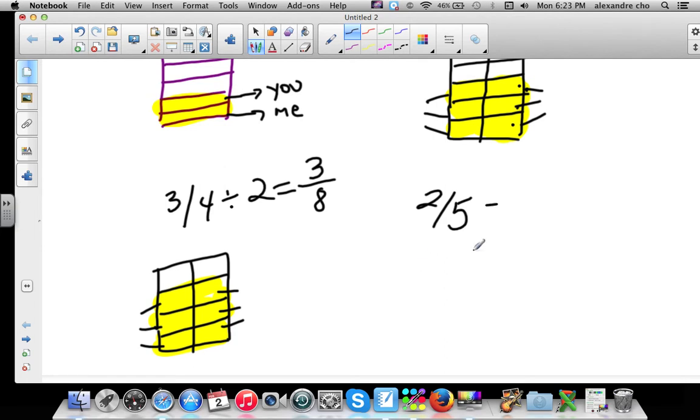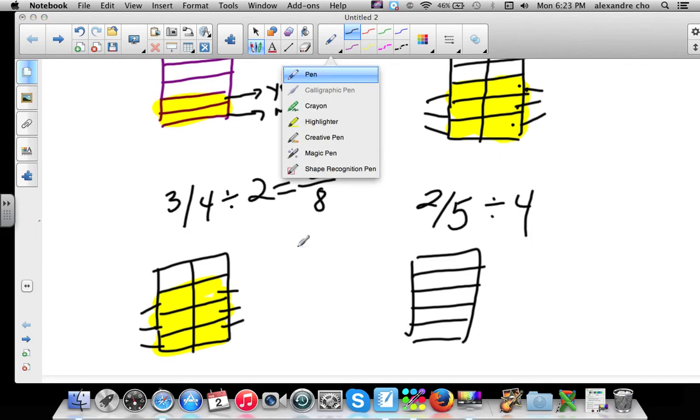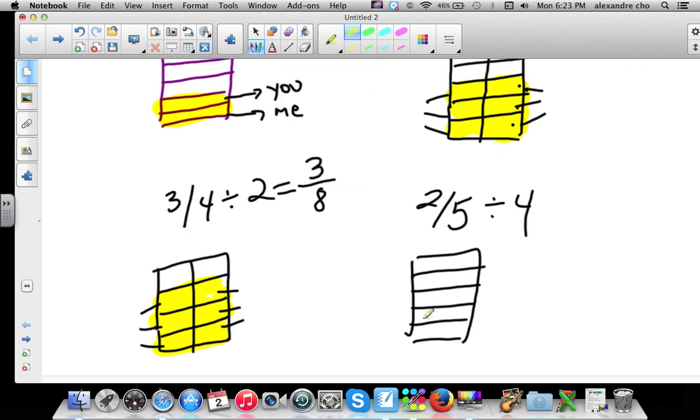Next question, 2/5 divided by 4. Again, create something that has 5 pieces, of which you have 2. 1, 2, 3, 4, 5. Okay, and we're going to do this in slow motion because it is lagging. There we go, 2/5. This time around, you want to divide it among 4 people. So here's your chocolate bar, you have the bottom 2 pieces. You want to divide it among 4 people.